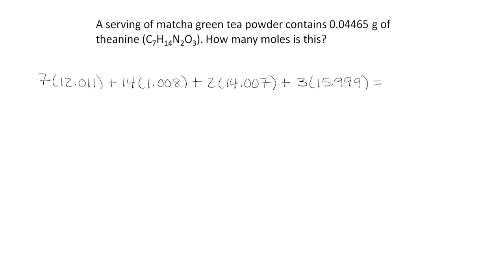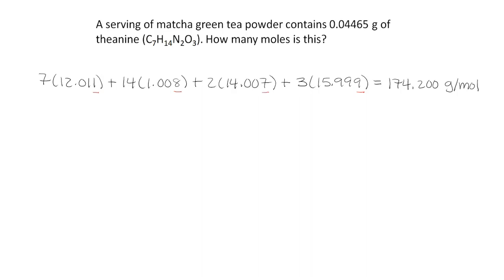Checking our sig figs, we see that all of our masses have 3 decimal places. So because this is addition, our final result will also have 3 decimal places. And so our molar mass is 174.200, and the units are grams per mole.